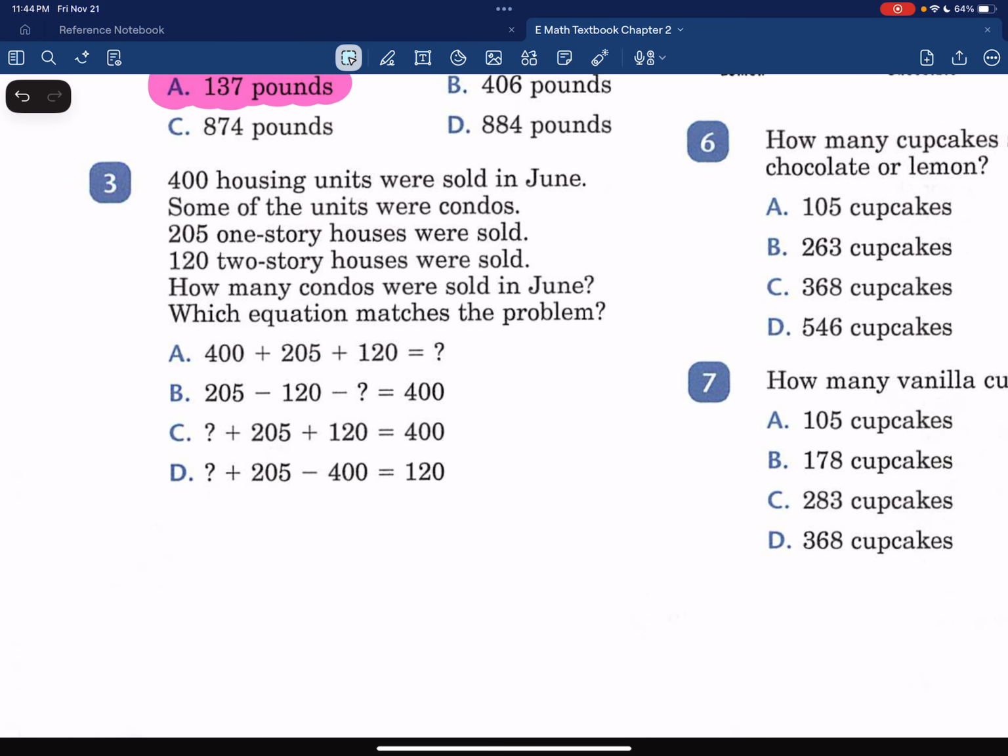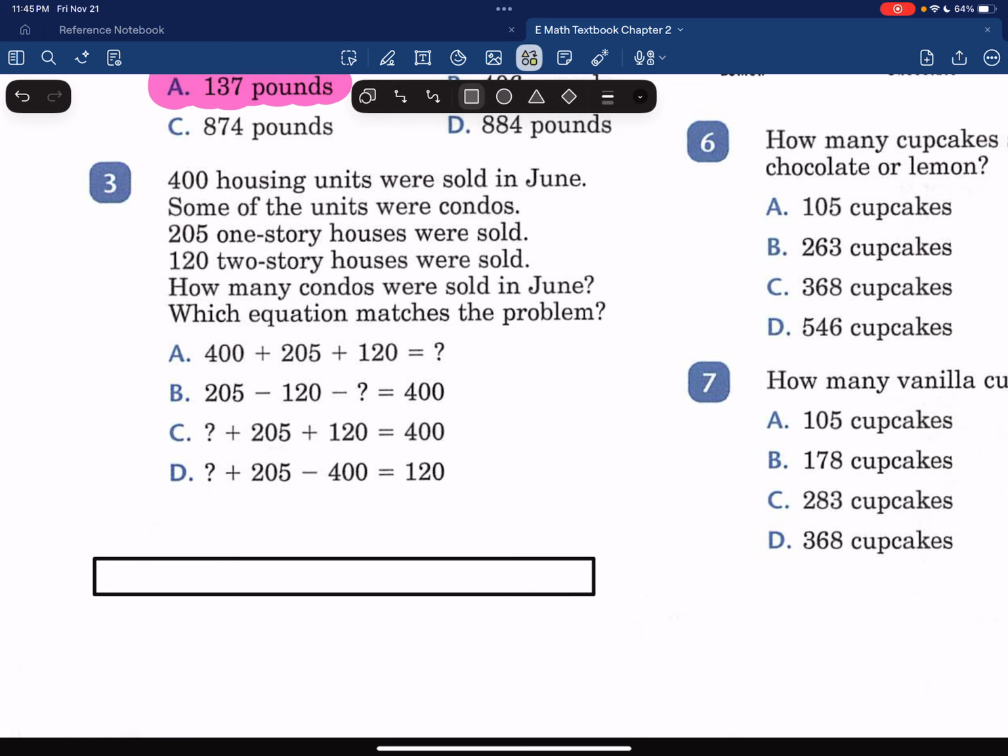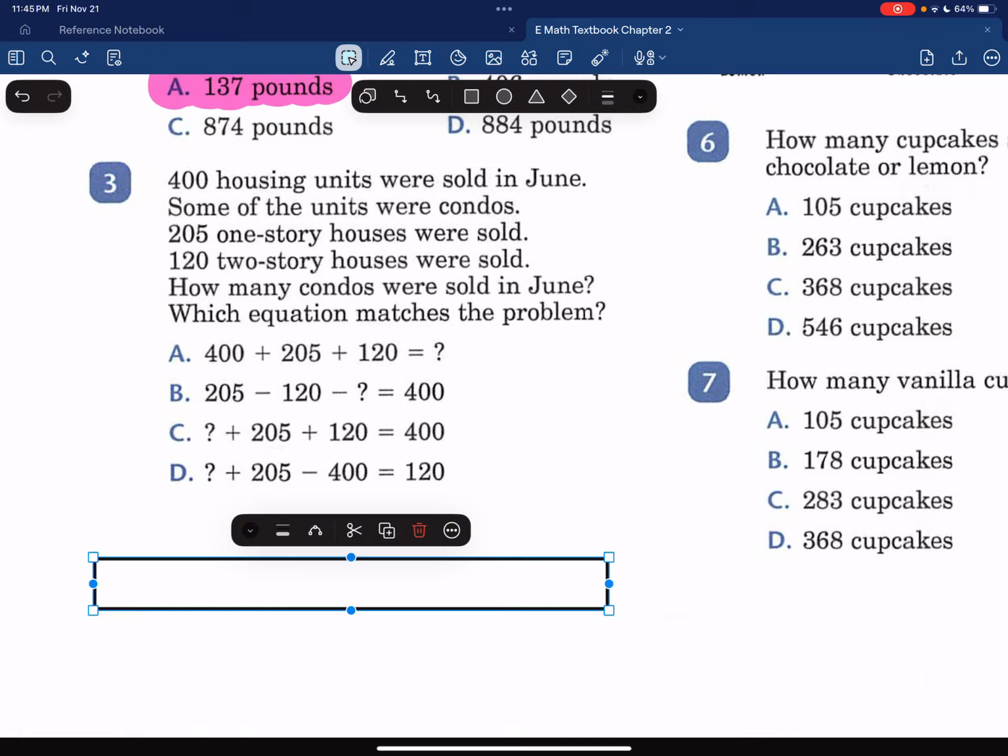400 housing units were sold in June. Some of the units were condos. 205 one-story houses were sold, and 120 two-story houses were sold. How many condos were sold in June? Which equation matches the problem? Since we don't have to solve it, I'm going to go ahead and draw it right here. I do have room to do that.